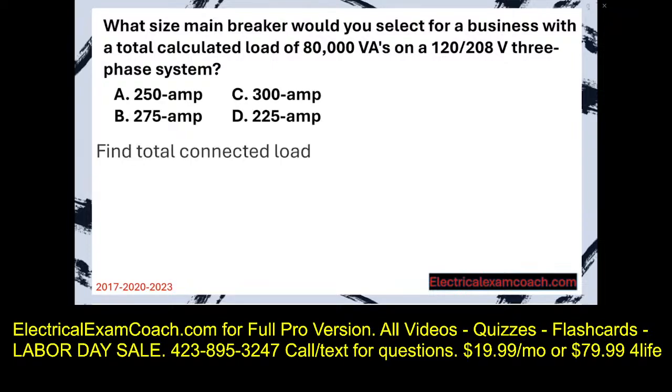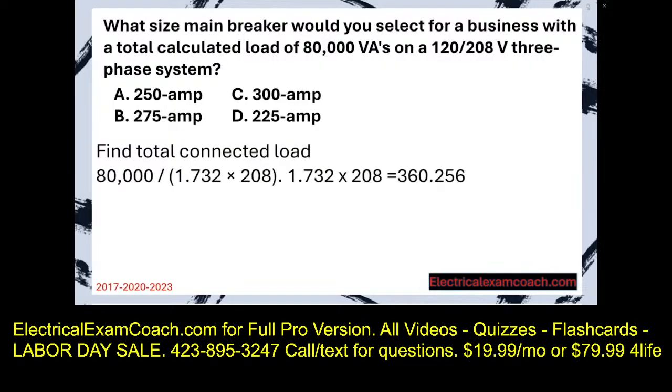Step 1, find our total connected load. In this case, they've done the work for us. They've given us the 80,000. Now all we have to do is divide. We do our little bit of pre-work and we end up with 360. Now we take and divide that out and we end up with 222 amps.